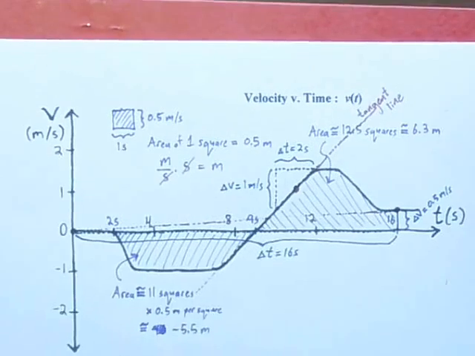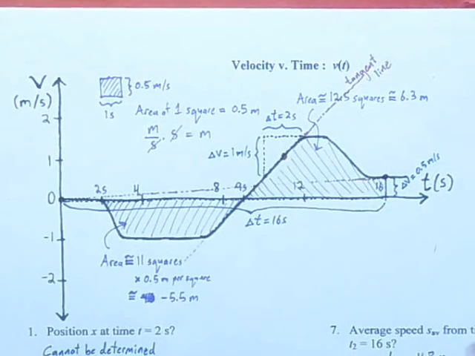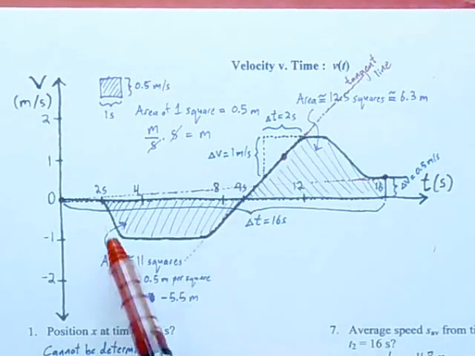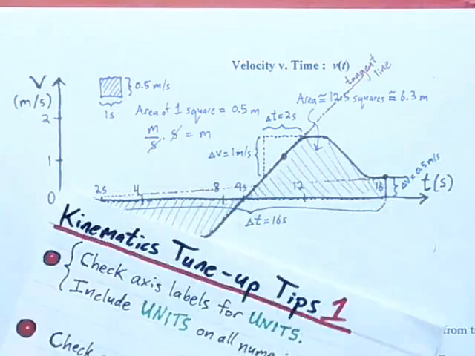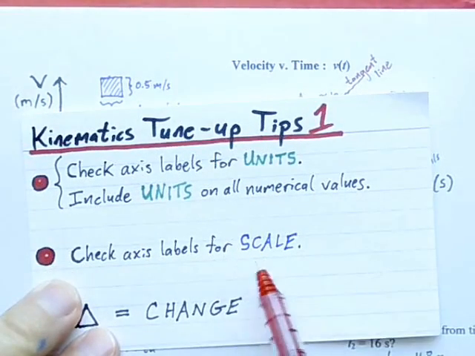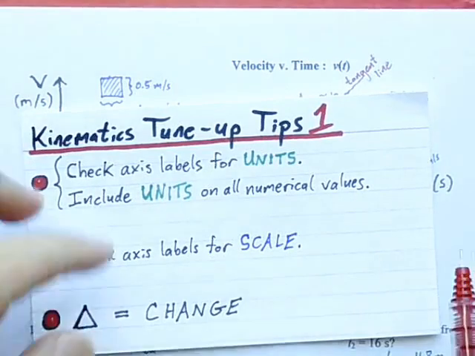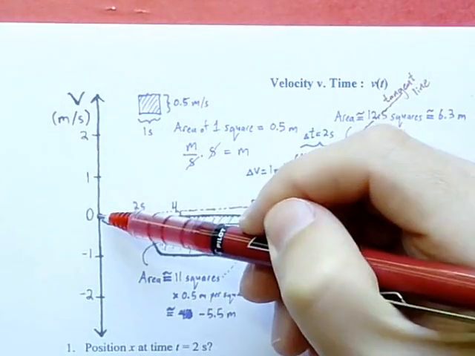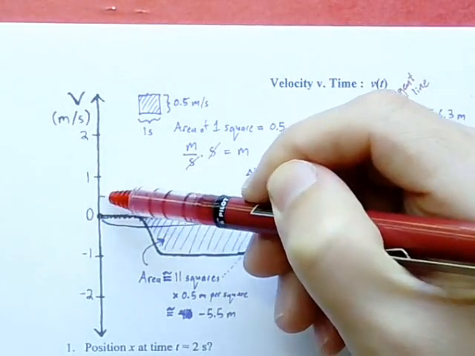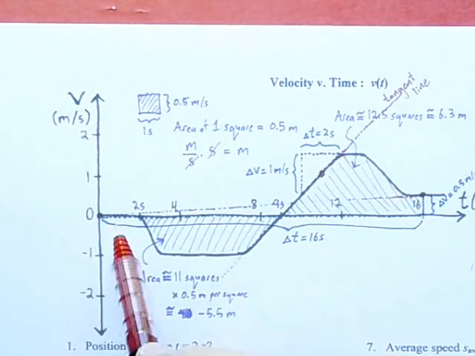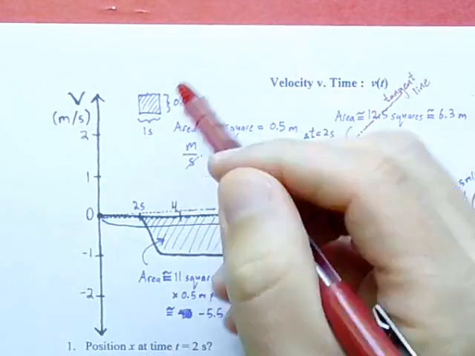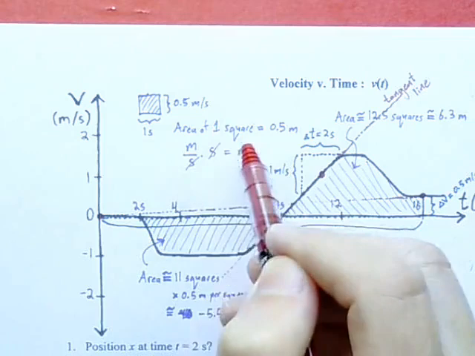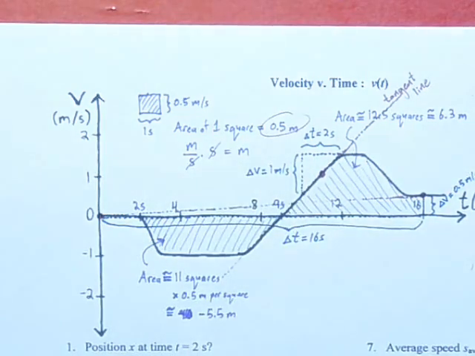All right, so let's find that area from 2 seconds to 9 seconds. So from here to there, this area. Okay, we should be sure to check the axis labels for the scale. Check the scale on the axes. The axes might have different scales. So we see that each box is worth half a meter per second. There's our unit, meter per second. Each box this way is worth 1 second. So one particular little box has these dimensions, 1 second and half a meter per second. So the area of one particular box is 0.5 meters.